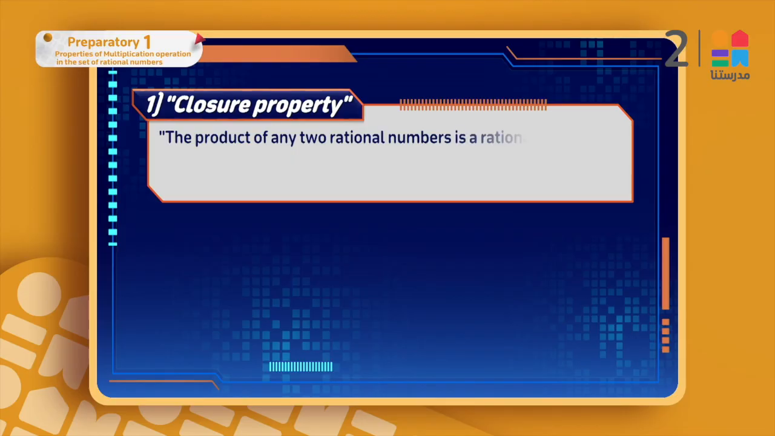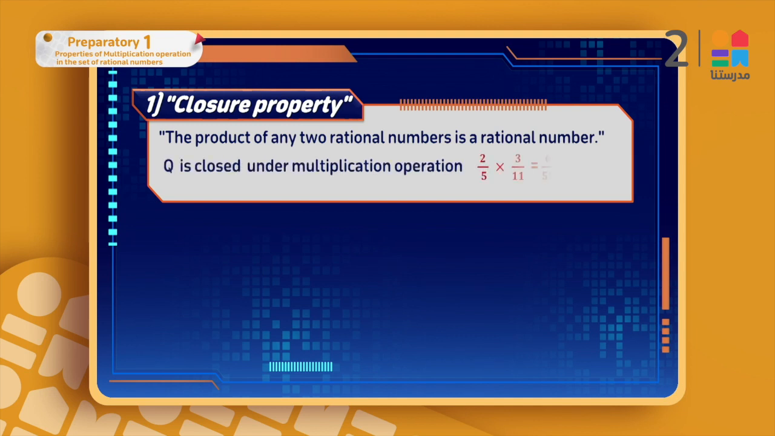Closure property, as we said right now, the product of any two rational numbers is a rational number as well. So here we have Q is closed under multiplication operation. 2 over 5 times 3 over 11, both of them are rational numbers. And the product is 6 over 55, and it's a rational number too. Belongs to Q.